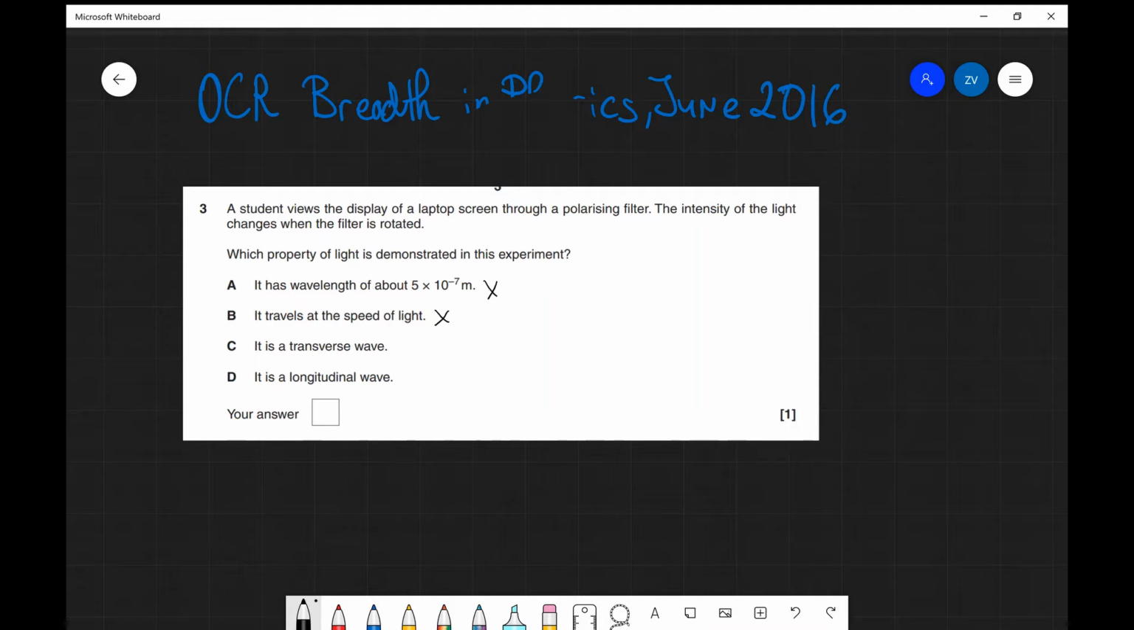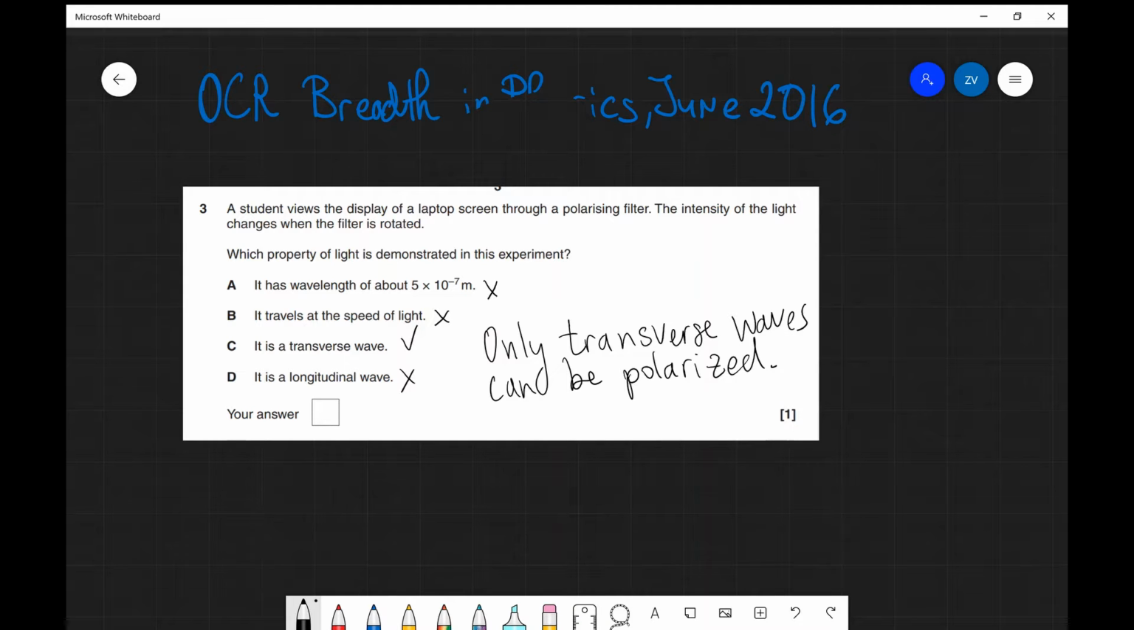It is a transverse wave. Well, it's being polarized, and only transverse waves can be polarized. So it's got to be C, and it's definitely not that it's a longitudinal wave, because a longitudinal wave cannot be polarized. So I'm just going to write over here, just for completeness, that only transverse waves can be polarized. So that's the property that's being demonstrated in this case. So the correct answer is C.